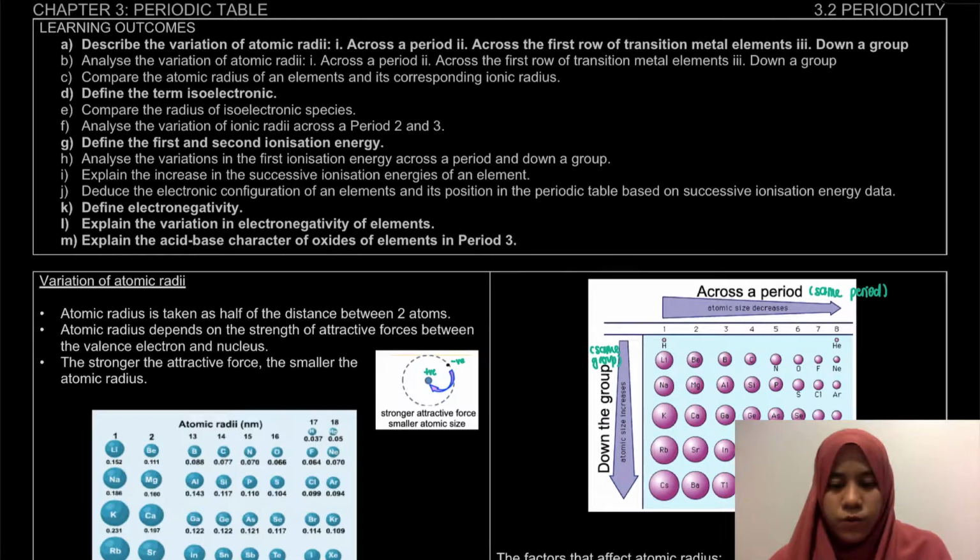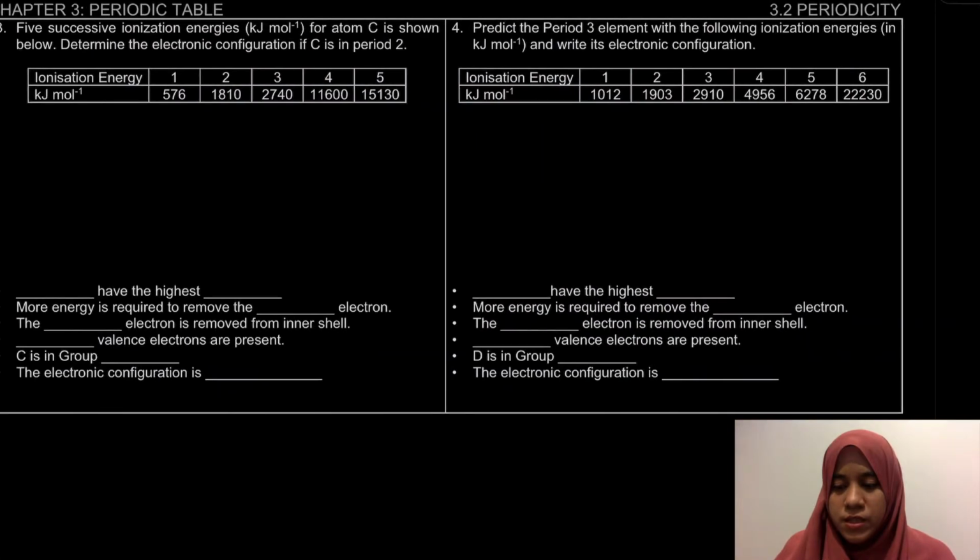Okay, in this video, what we're going to look at is to define electronegativity and explain the variation in electronegativity of elements. Besides that, I'm going to explain the acid-base character of oxides in period 3. And last but not least, we will be discussing the summary of chapter 3. Okay, so your notes will be on page 16.